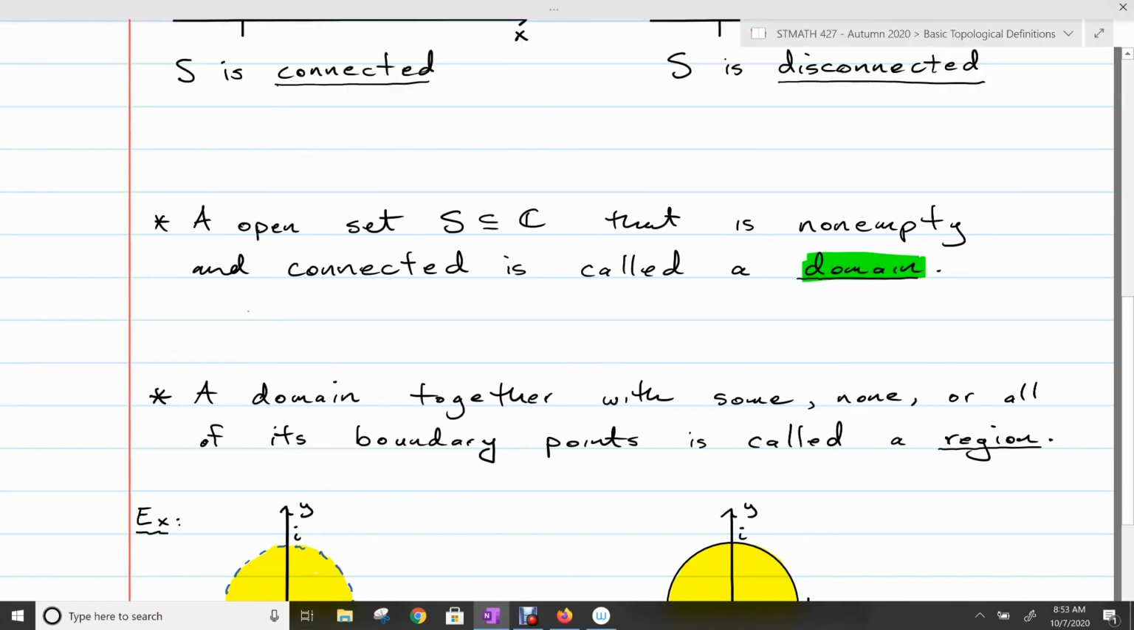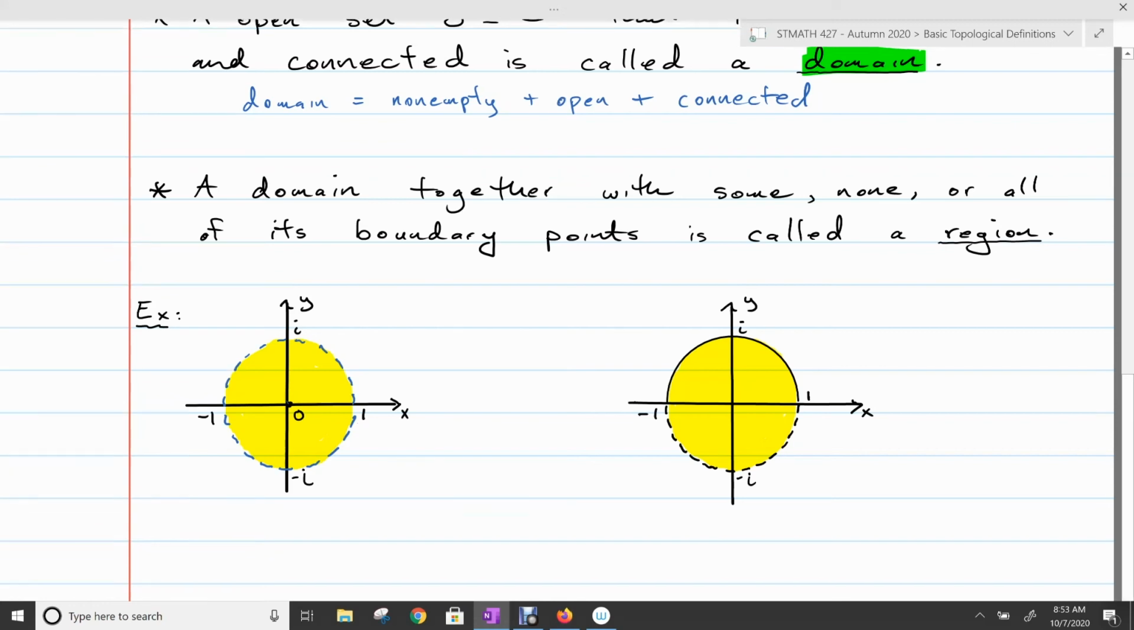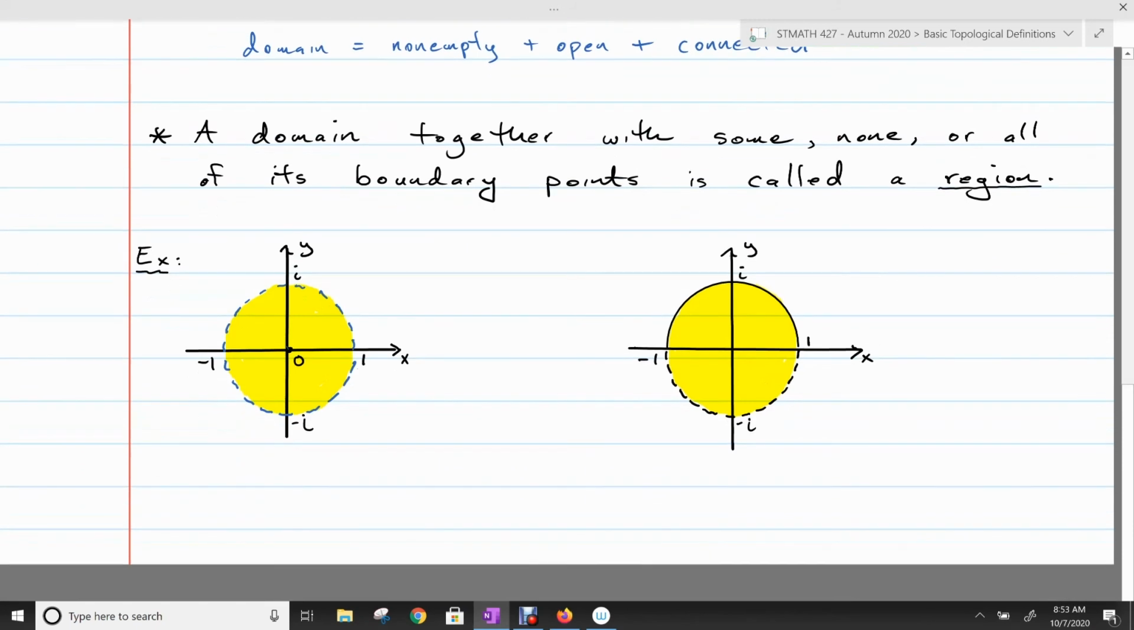In short, domain equals non-empty plus open plus connected. If you have a domain, which we know is open, but you include some or maybe none or possibly all of its boundary points, then you get something called a region. So a region is just a domain where you include possibly some of the boundary points.